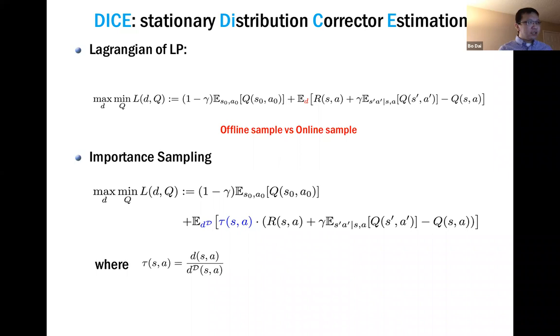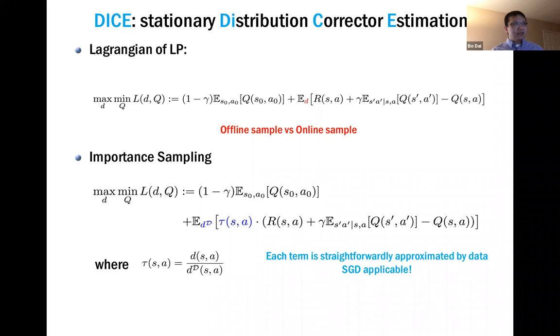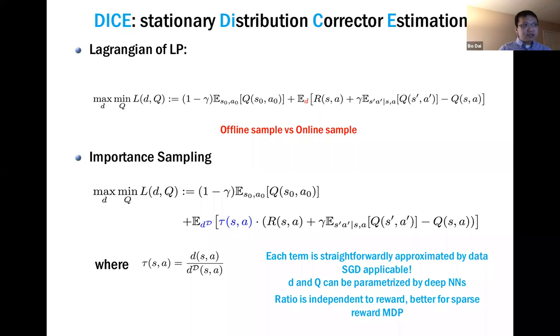So now we can see every term in this Lagrangian is approximatable by only samples from your data set, so that we can use stochastic gradient to solve it. And this formulation is compatible with neural network parameterized Q and tau functions. And the third one is the property of this particular estimator, that is the ratio we estimated, tau here, is independent of the reward, so that it will have some benefits for sparse reward MDP. We will show the benefits of this independence in sparse MDP in our application later.